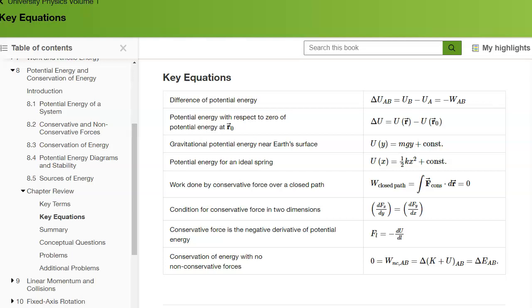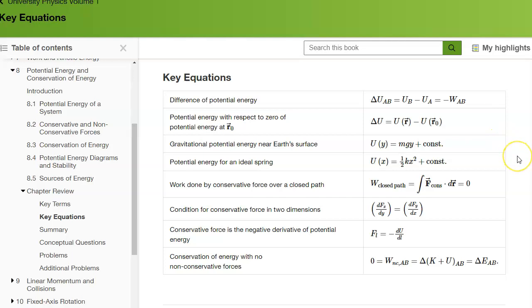Let's do a quick overview of Chapter 8, Potential Energy and Conservation of Energy, the key equations at the end. What we're looking at here is the potential energy U. You need to think of this as U going from some state A to some state B. The change in potential as you go from A to B is just the potential energy at state B minus the potential energy at state A.